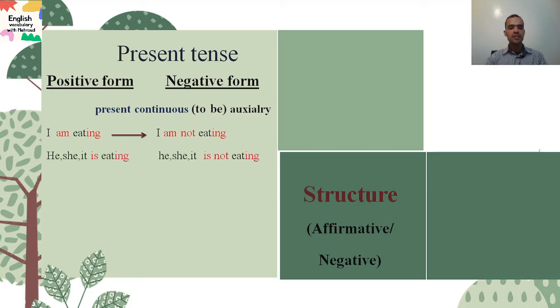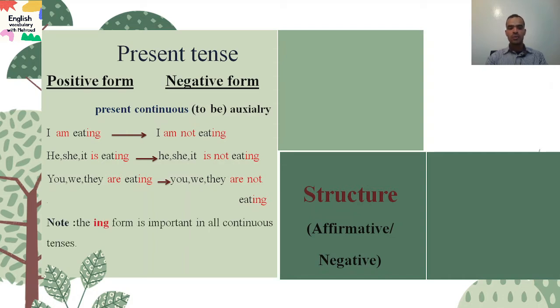He, she, it is eating. This is the positive form. He, she, it is not eating. This is the negative form. You, we, they are eating. You, we, they are not eating. This is the negative form.